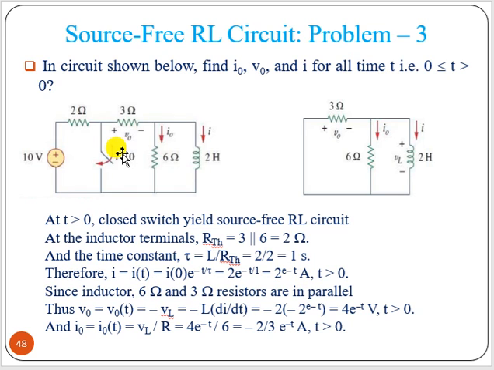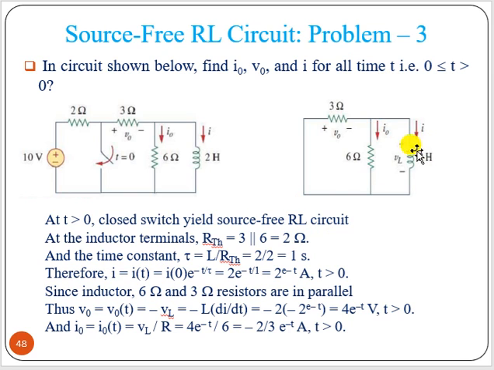Now when the switch is closed, what happens here? If the switch is closed, this part becomes short circuit. That means there is no effect of this voltage source. It becomes zero. So this circuit will look like this, and this is a source free circuit. Now RTH, if you want to find out by looking from this inductor side, what you can see, current is dividing. So R3 and 6 ohm in parallel, so that is 2 ohm.